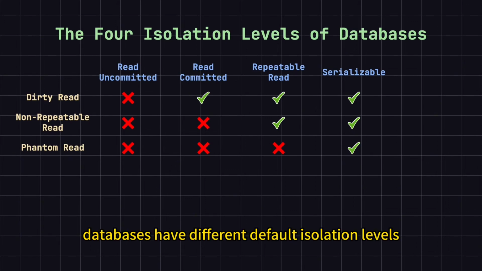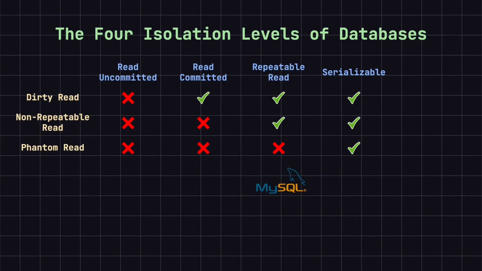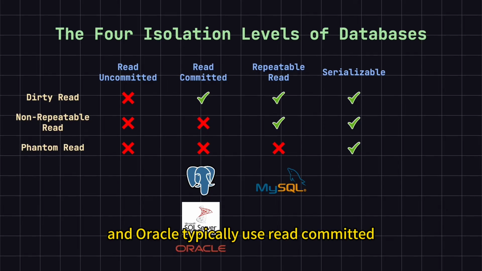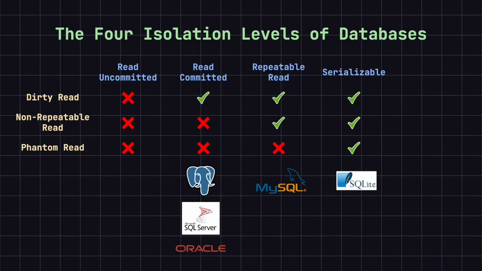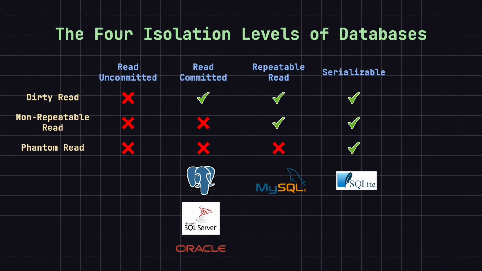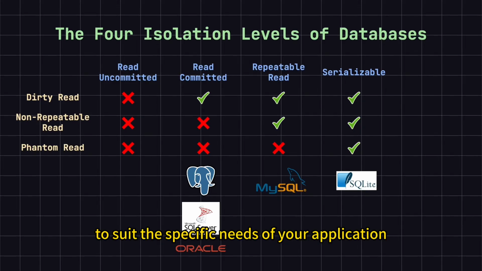Different databases have different default isolation levels. For example, MySQL usually defaults to repeatable read, while PostgreSQL, Microsoft SQL Server, and Oracle typically use read committed. SQLite, on the other hand, defaults to serializable. However, you can usually adjust these settings to suit the specific needs of your application.